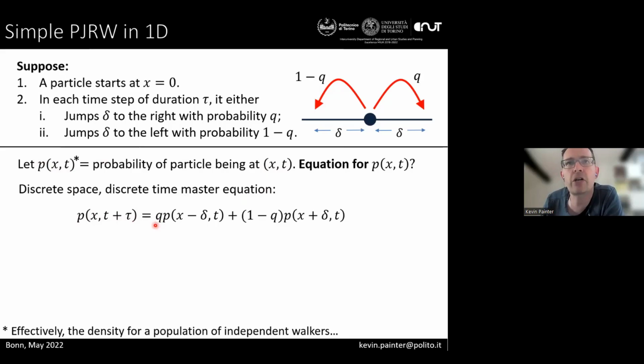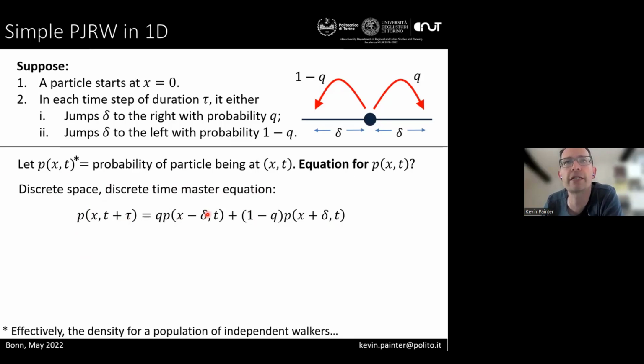And of course, that's going to be the probability of it having been at position x minus delta at t and jumping right, so q times p of x minus delta, t, plus the probability of it having been at x plus delta at time t and jumping left. And that gives me my discrete space, discrete time master equation for this process. In order to be at position x at time t plus tau, you had to have been either at x minus delta and then jumping right, or at x plus delta and jumping left. So that's my discrete space, discrete time master equation.